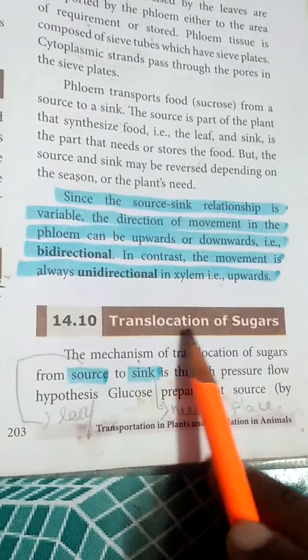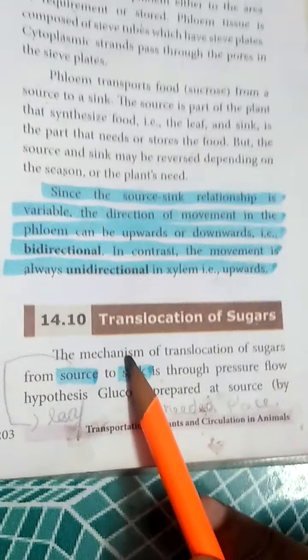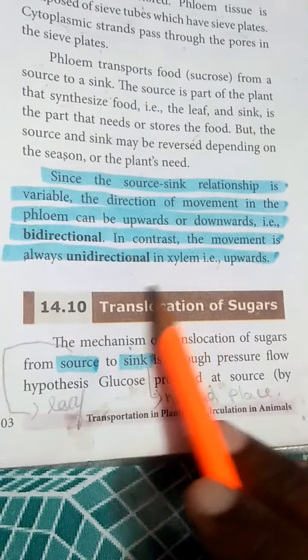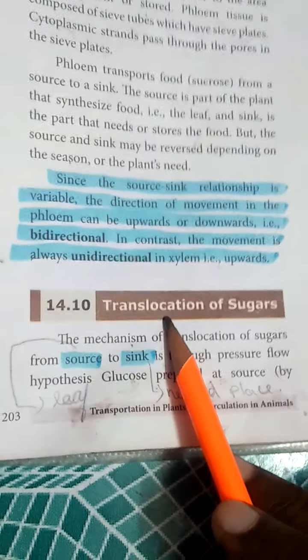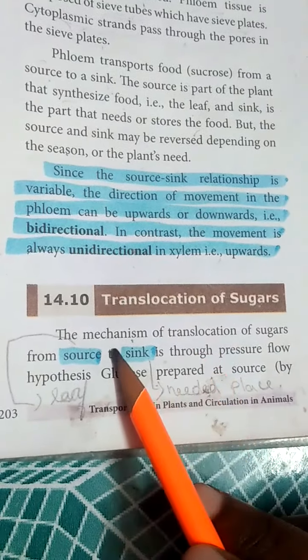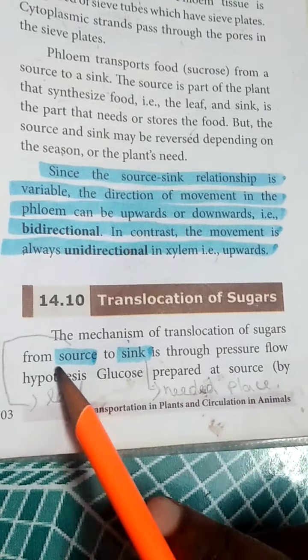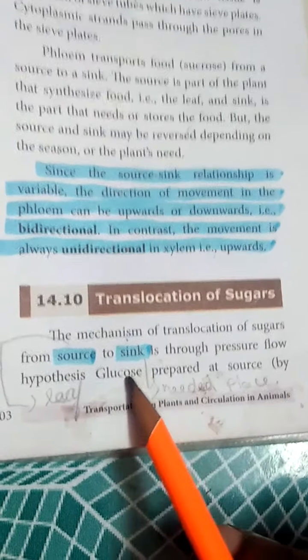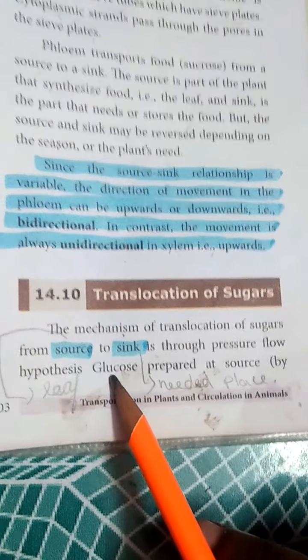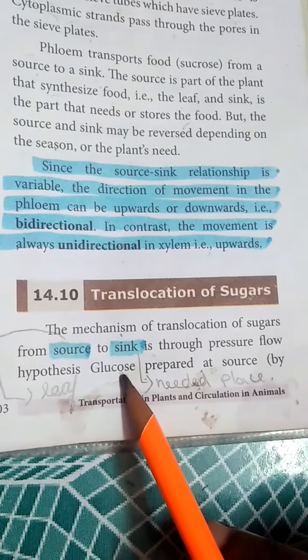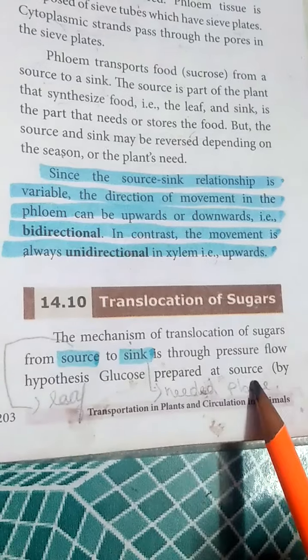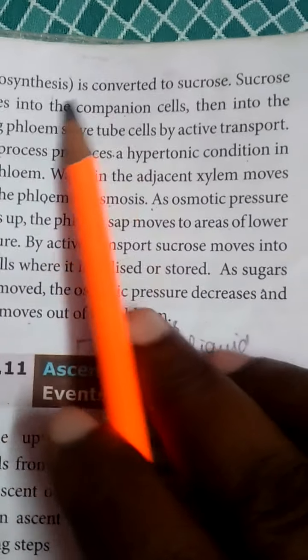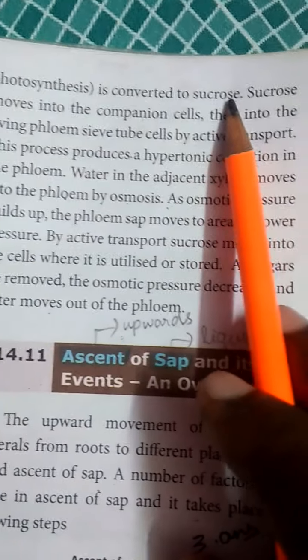Next we are going to study the translocation of sugar. As I already explained, what is translocation? The movement of material from one place to another. The mechanism of translocation of sugar from source to sink is through the pressure flow hypothesis. As we know, in the process of photosynthesis, glucose is prepared at the source. What is the source? It is the green part of the plant, the leaves. By photosynthesis, glucose is prepared and converted to sucrose, another form of sugar.